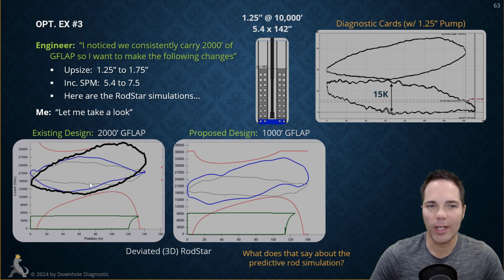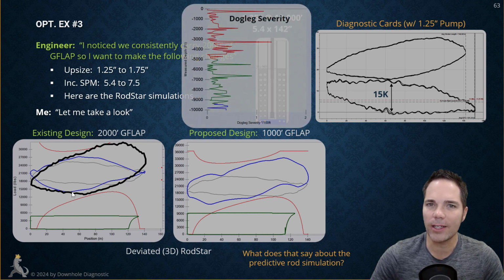And before I did this recording, I actually went back to these RodStar simulations in my email just to verify: did the engineer actually put the deviation survey into this particular well? Could that explain what was wrong here? And he did put the deviation survey in. Maybe he put the wrong deviation survey in. I don't necessarily know, but there is one in there.